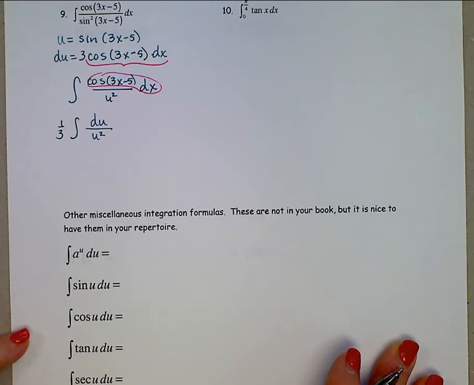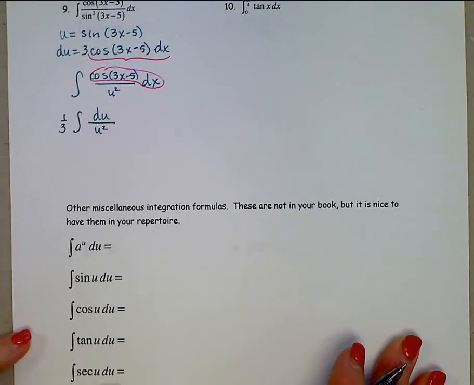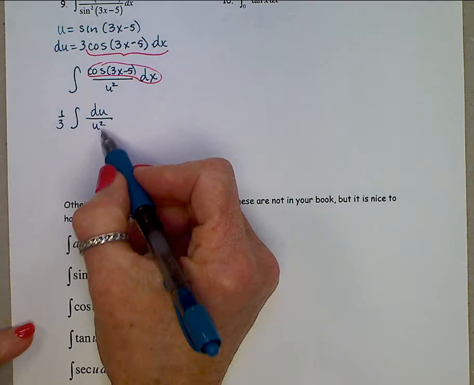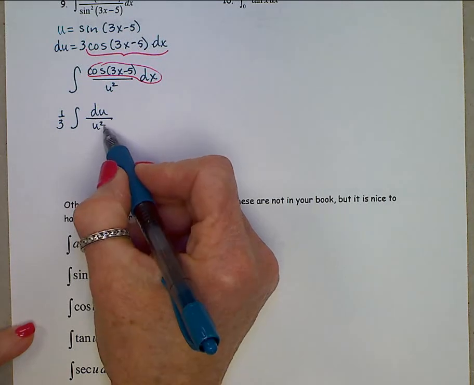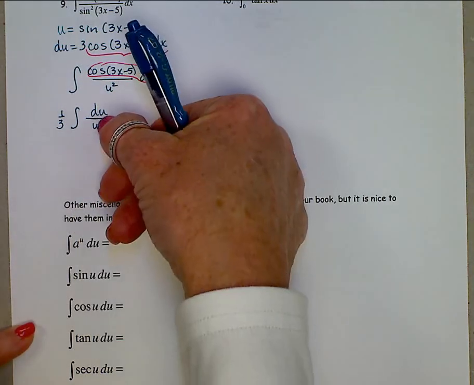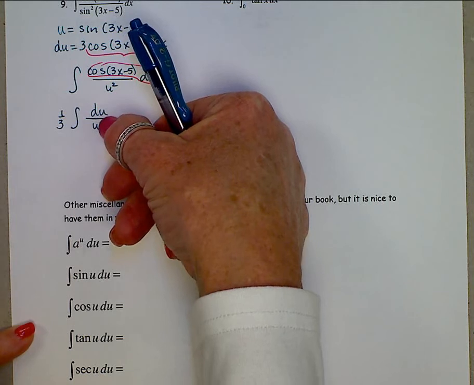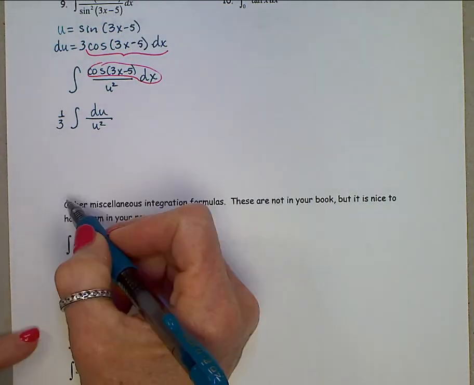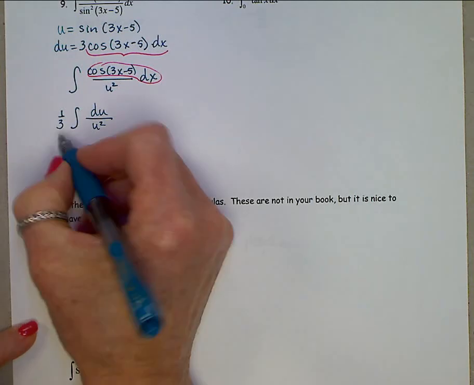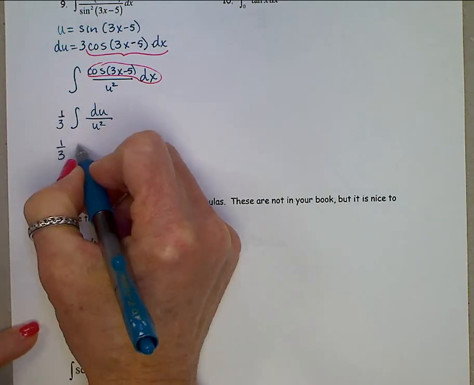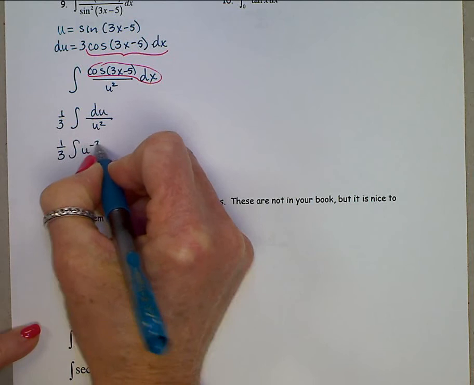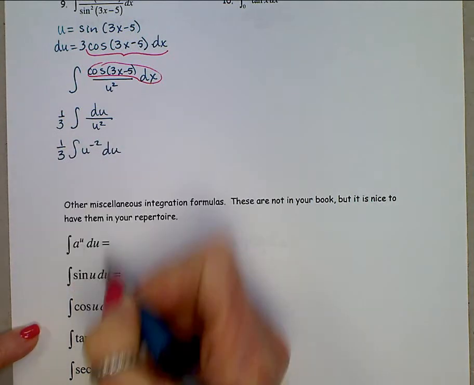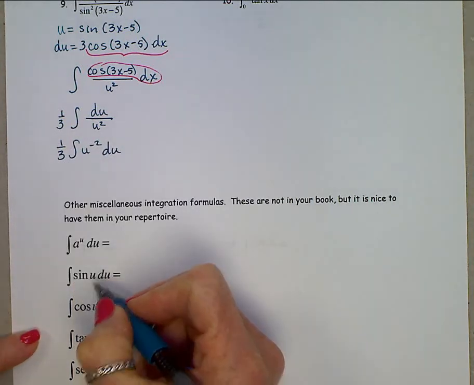Be careful, this is not a natural log situation because we have a power here, this u squared. If this was just a linear term, then we're talking natural logs when you do an antiderivative. But this power takes us away from the natural logs. Let's rewrite this as u to the negative 2 du. Now we can anti-differentiate.